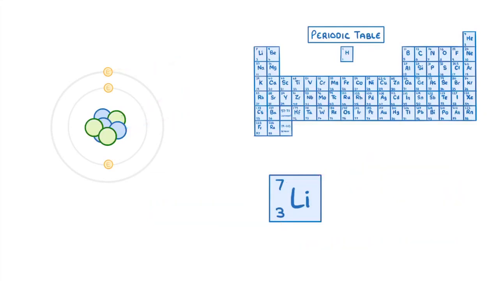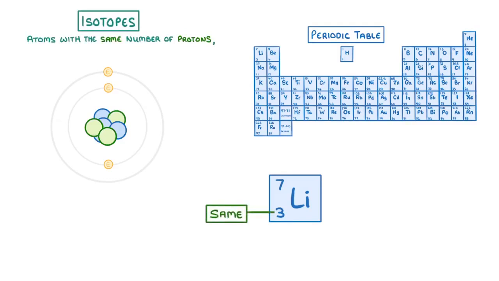The next thing we need to look at are isotopes. The isotopes of an element are atoms with the same number of protons, so the same atomic number, but different numbers of neutrons, so different mass numbers.